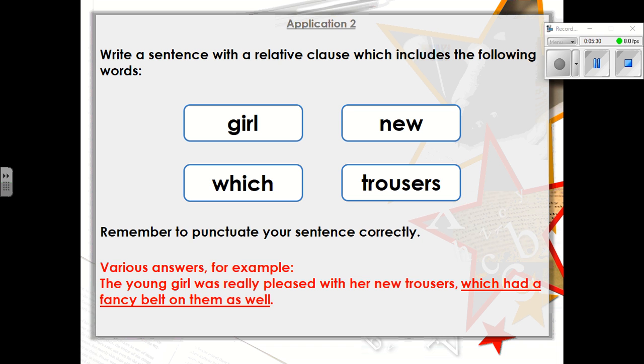Okay, here's what I came up with. So the young girl who was really pleased with the new trousers, that's your main clause, which had a fancy belt on them as well. Okay, so I've added that relative clause on the end there, using the relative pronoun which.